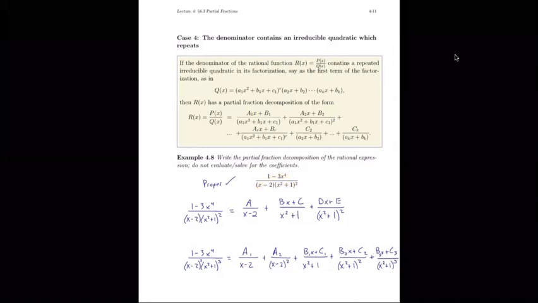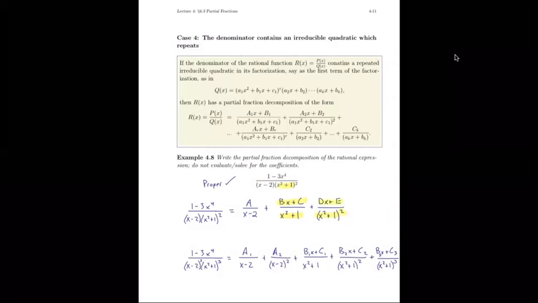So our decomposition, we know that this will decompose as A over x minus 2. And now we look at our irreducible quadratic, and we do the first power of it, x squared plus 1, with a Bx plus C, a linear term above that. And then we step it up, x squared plus 1 squared, and we move along to Dx plus E.